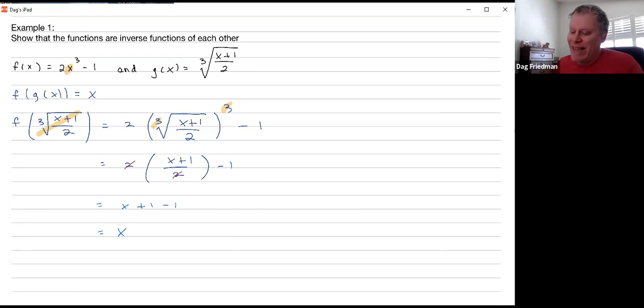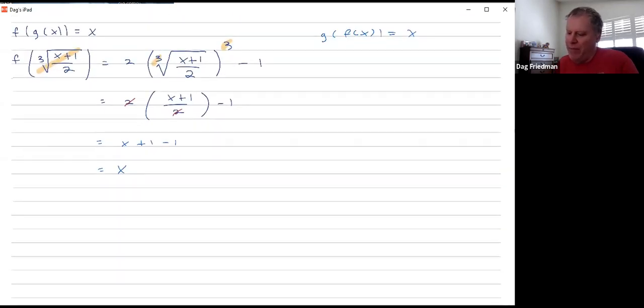What I'd like you to do is show it from the other perspective. So I want you to show that g of f of x equals x. So why don't you do that, please? So same idea, but we're starting with g of x being the outer function, f of x being the inner. Okay, so if you would please, let's do that.